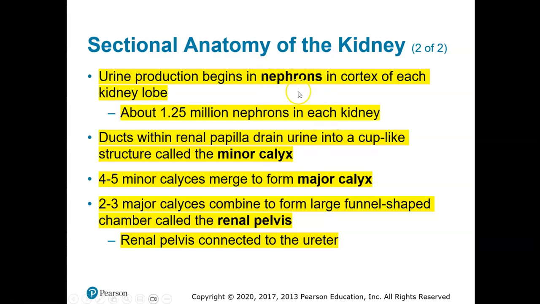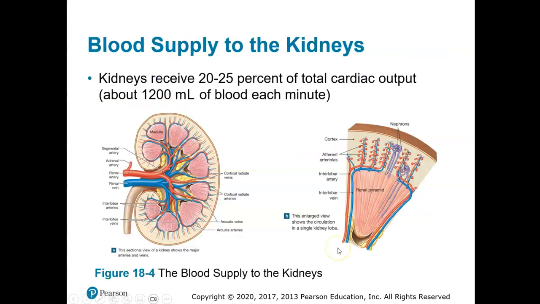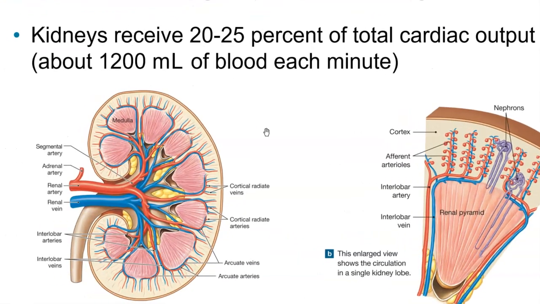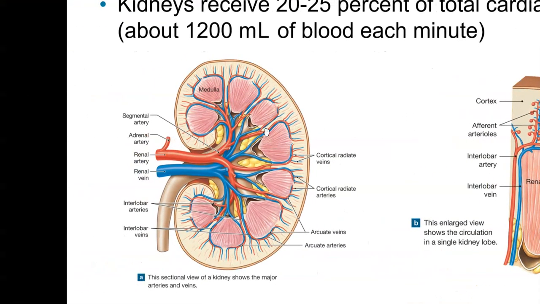Once the urine is produced in the nephron, it drains into the minor calyx first, then the major calyx, then the renal pelvis, and then the ureter. Now, blood supply to the kidneys: we're going to go over it first in the picture, figure 18-4, and then I'm going to give you the notes on it, because you may have to list the blood vessels and the blood supply from the time the renal artery enters the kidney and branches many times. So you need to name the branches of the arteries and veins.